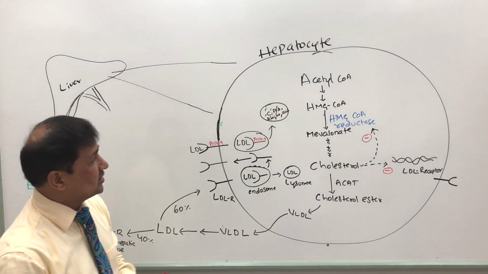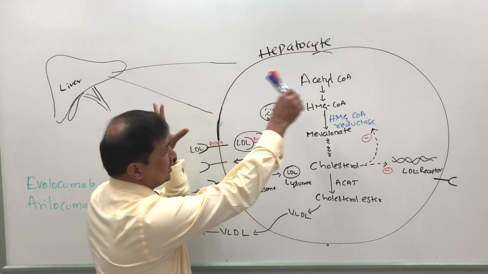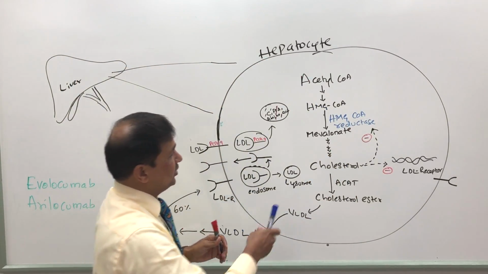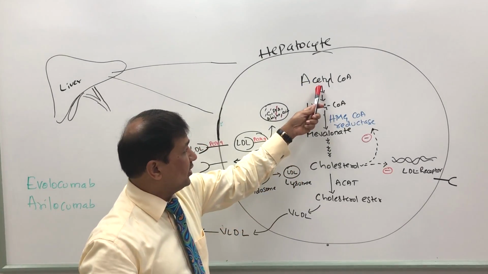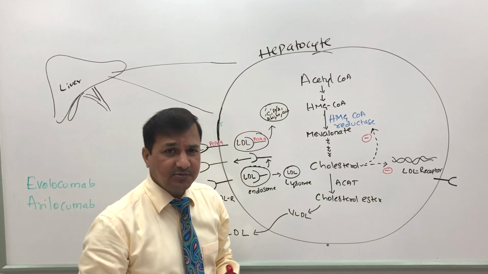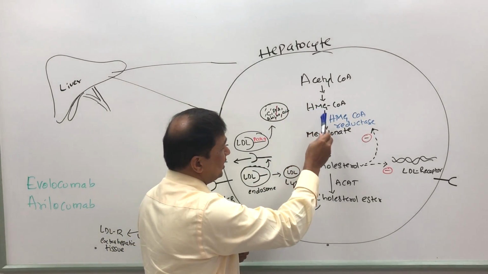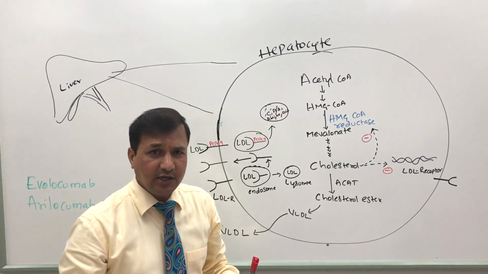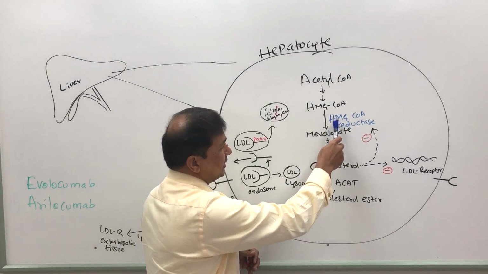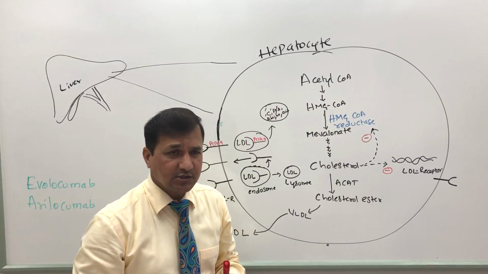Cholesterol synthesis is going on in the hepatocyte, and cholesterol biosynthesis is shown here. Acetyl-CoA undergoes metabolism to make HMG-CoA, hydroxymethyl-glutaryl-CoA, and HMG-CoA undergoes a reaction catalyzed by the HMG-CoA reductase enzyme to make mevalonate, and that's the rate-limiting and regulated step in cholesterol biosynthesis.